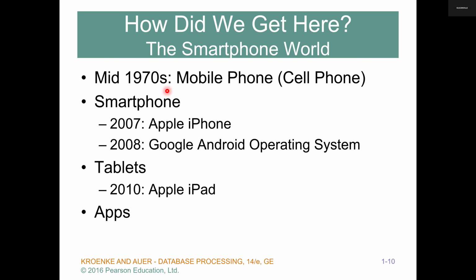In the mid 1970s, phones started springing out. Then we have the age of the smartphones, starting from Apple. They did the first iPhone. Apple led the smartphone generation, like proper smartphones. Then Android also came from Google.